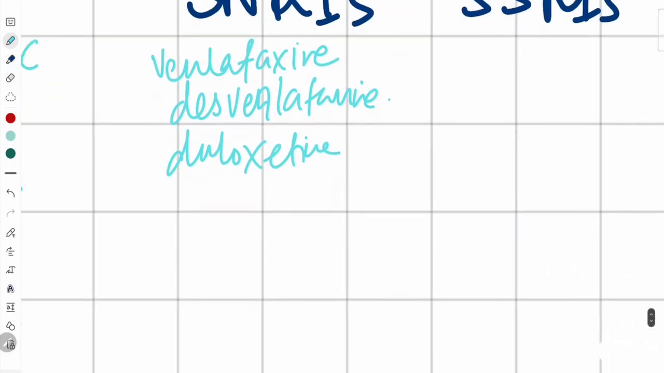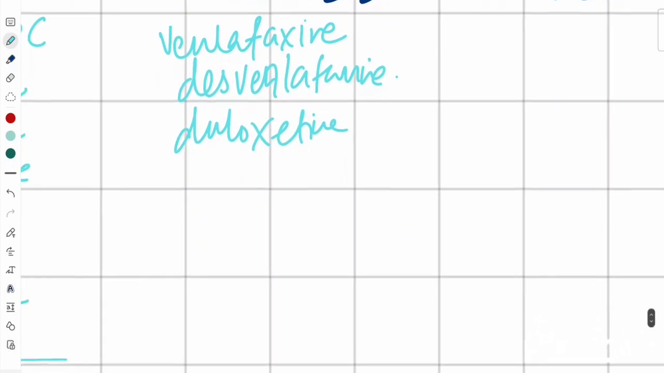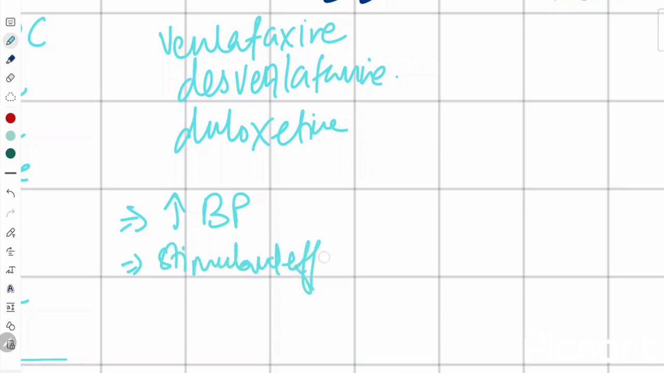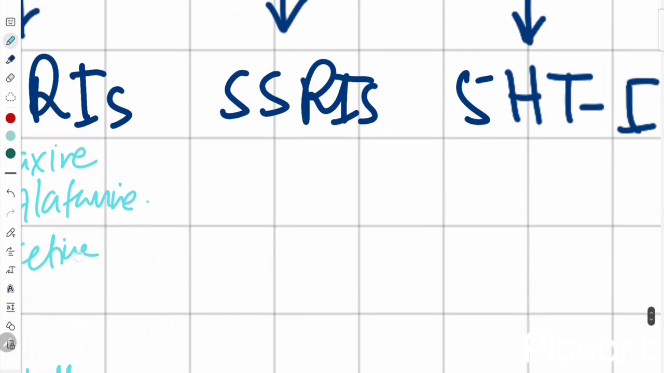And again, they are 5-HT and NE reuptake inhibitors. Again, the uses we all know is depression, etc. And the only adverse effects with this is increased BP and stimulant effects. And that's it. And of course, you're going to have a bit of sedation with it.